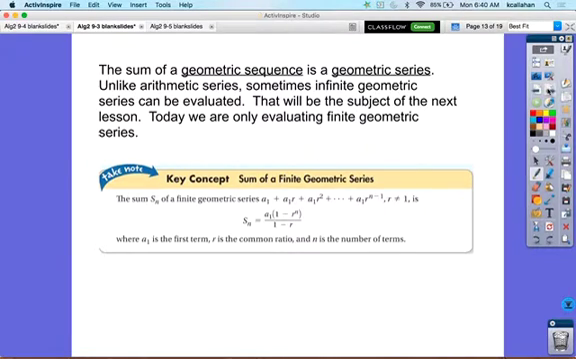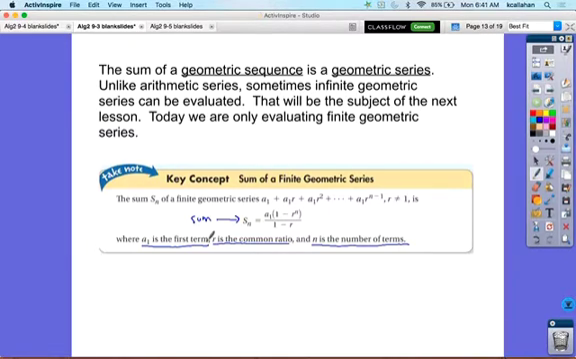This is a formula for how you add up a finite geometric series. Most of the terms are familiar. We use this Sn. The capital S stands for sum. The r we know is the common ratio. The n is the number of terms, and the a1 is the first term. They're all things that are familiar.